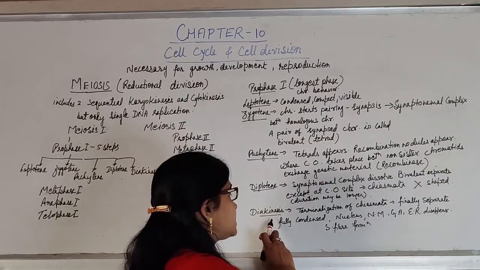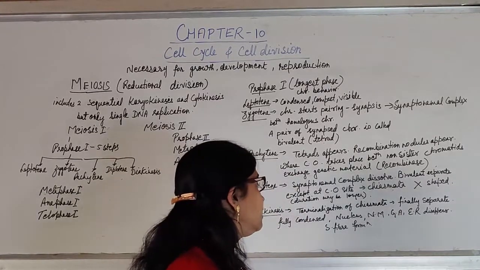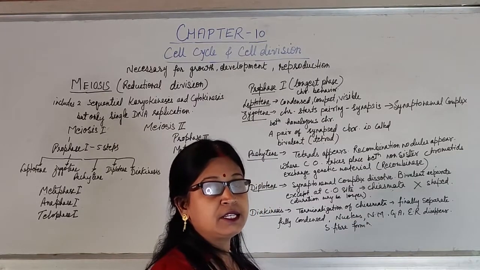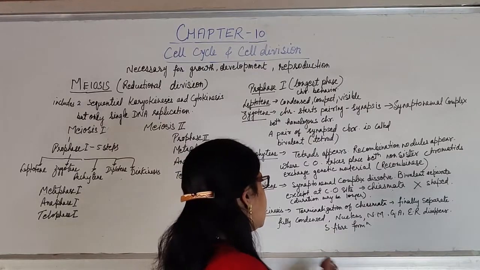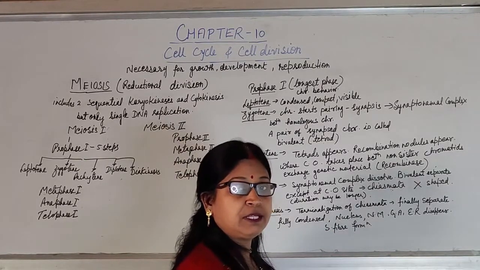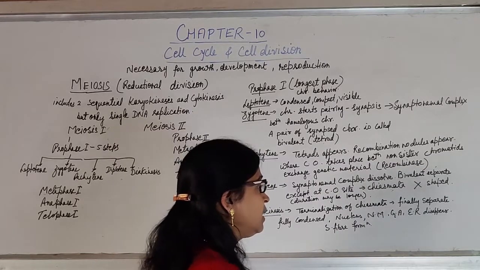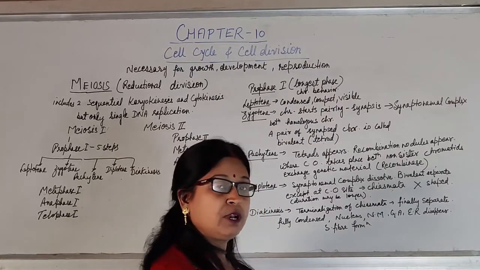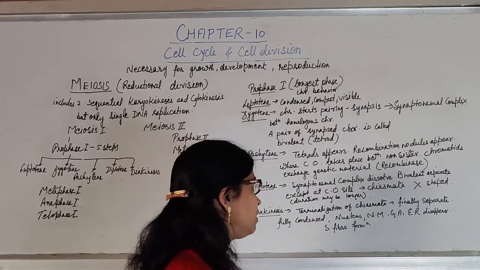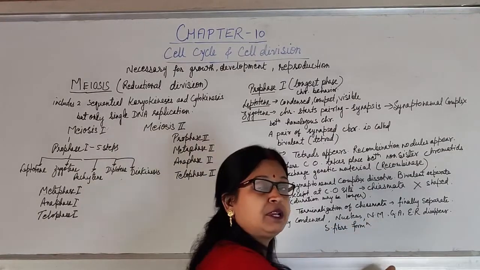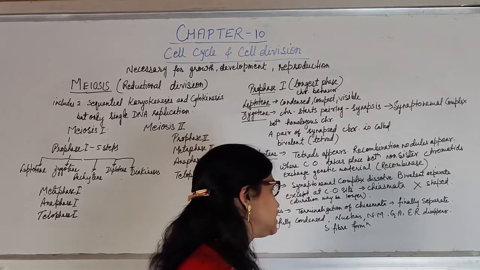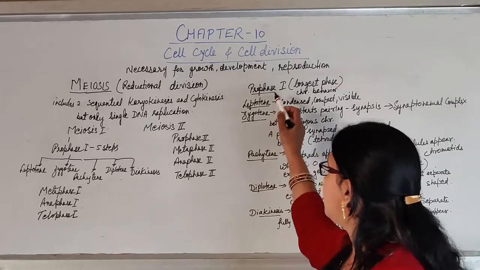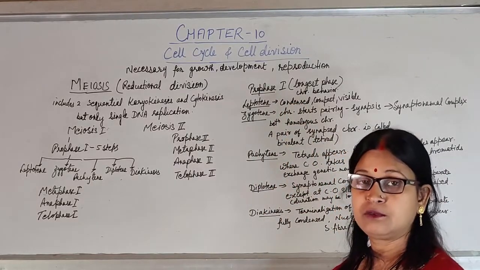Then it will enter the next step, known as diakinesis. Here the chiasmata will move towards the terminal position of the chromosome, and this is known as terminalization. So diakinesis is identified by the terminalization of the chiasmata, and finally they will get separated, and now the chromosome will undergo full condensation. Then the nucleolus, nuclear membrane, Golgi apparatus, and endoplasmic reticulum will disappear, and spindle fiber formation will start. Now all the stages of prophase 1 are complete.